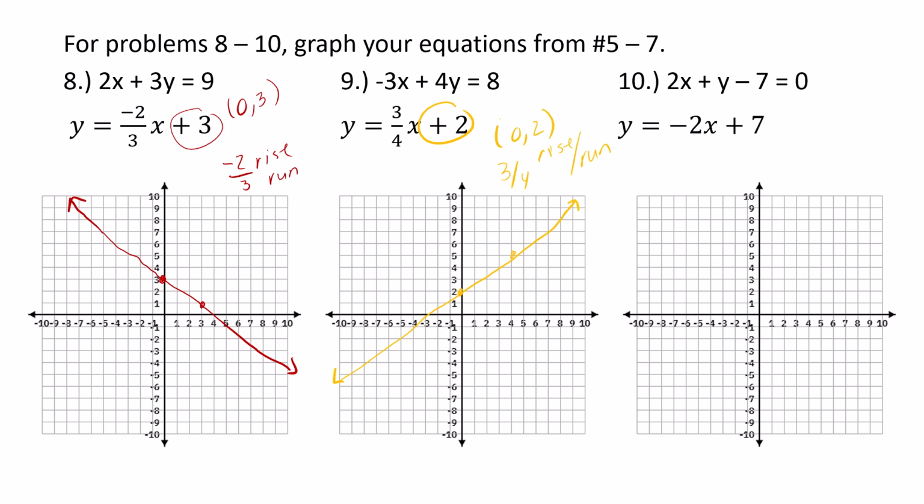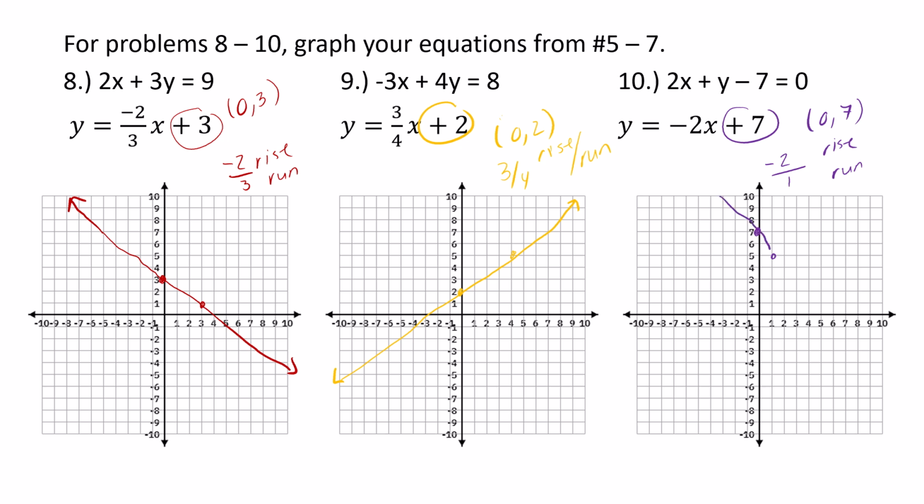And last but not least, we have a y-intercept of 7. So that's the point 0, 7. So going up here to the 7. And now this slope is -2. You want to remember it's -2 over 1. And so we have a rise of -2 and a run of 1. So starting here, we count down 2 and right 1. So down 2, right 1, and that gives us the other point.